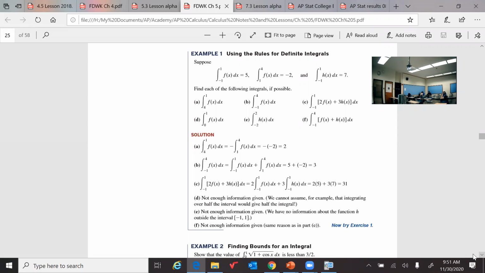E, that takes H, and goes from -2 to 2. Well, negative 1 to 1, 7. So that has a width of 2. Negative 2 to 2 has a width of 4. Double 7 is 14. Can't do it. Nothing based on the information you're given. And F, negative 1 to 4, F plus H. We can do negative 1 to 4 of F, but we have no information about H from 1 to 4. When you look at this, A, B, and C, you can quantify, D, E, and F you can't.